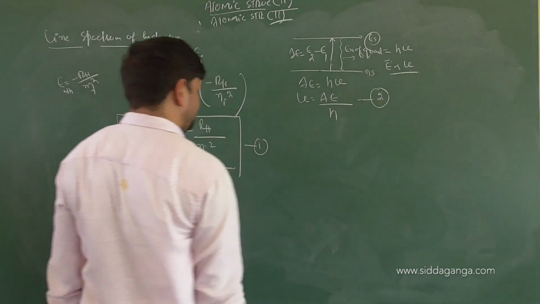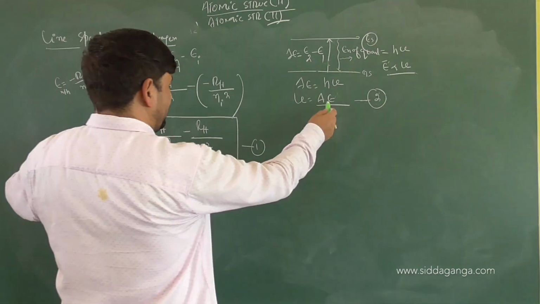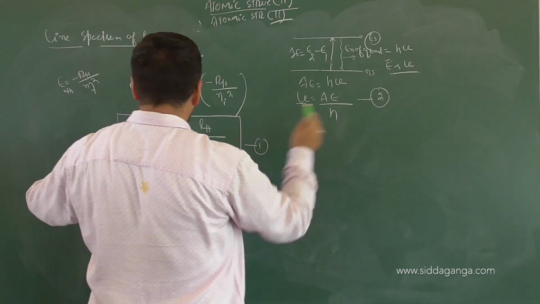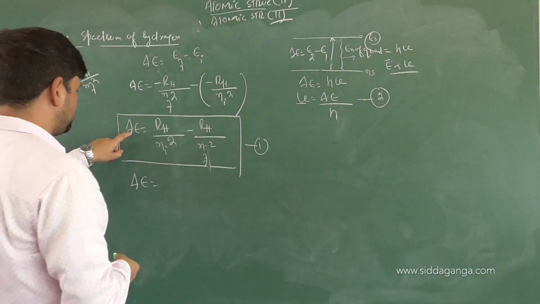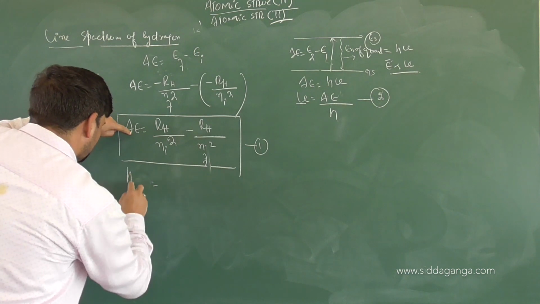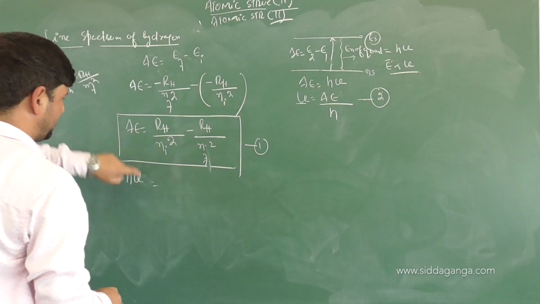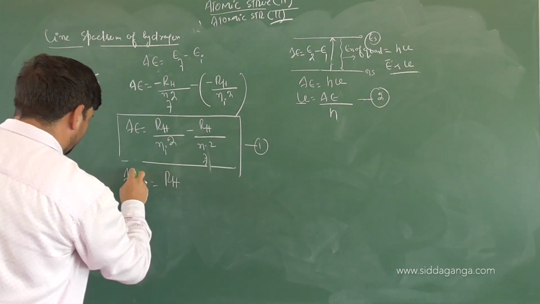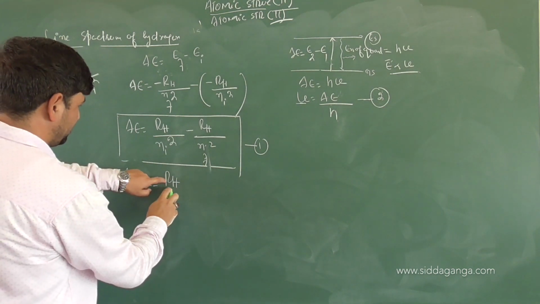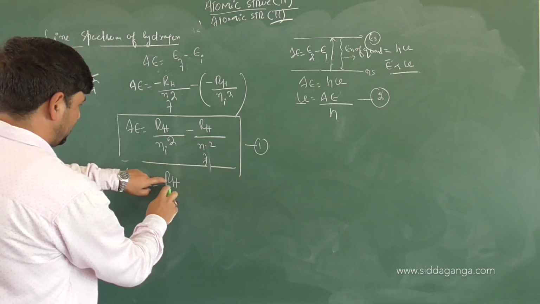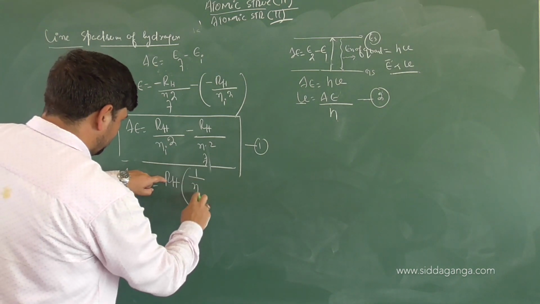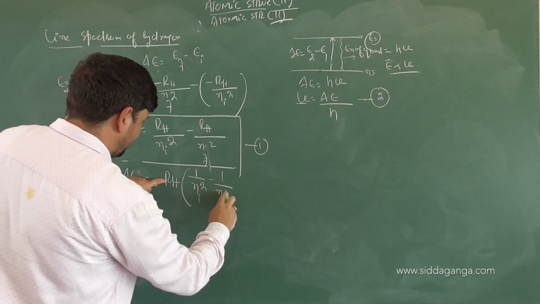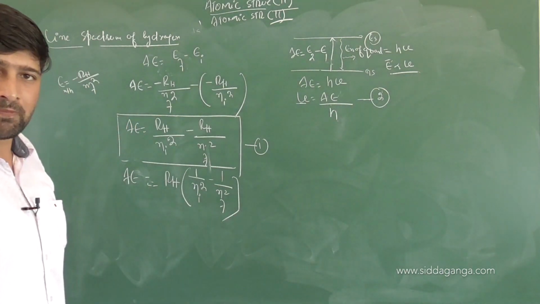Now, what is delta E equal to? H nu. So what will nu be equal to? Delta E by h. So use the equation. Delta E equals what? H nu. Delta E equals h nu, that is RH. So first of all, write delta E equals RH into 1 by n initial square minus 1 by n final square. No doubt should be there.